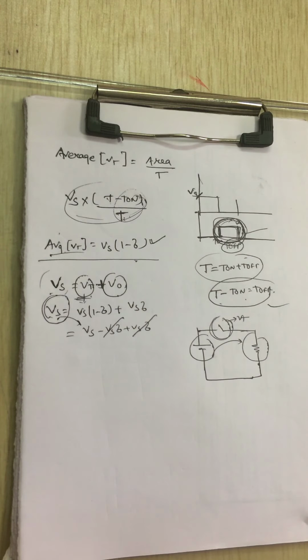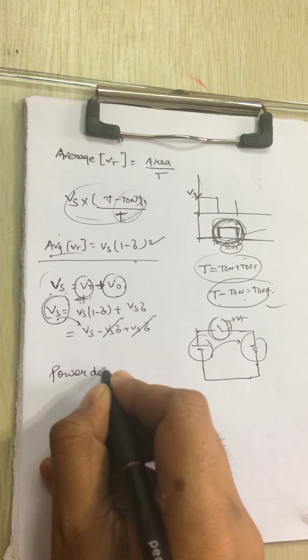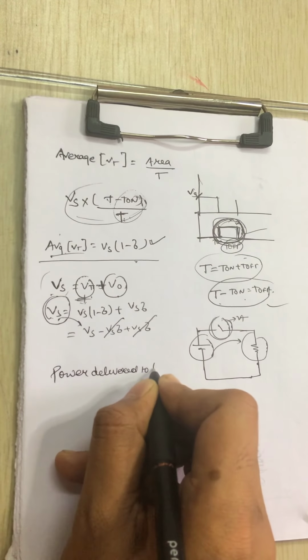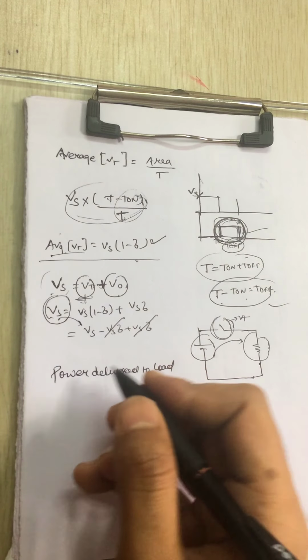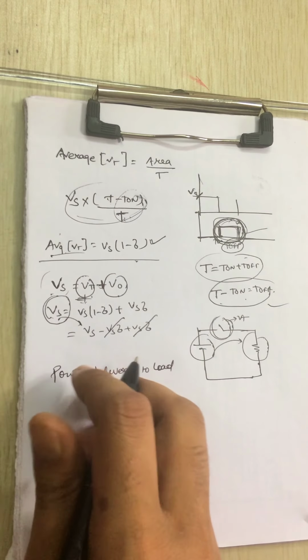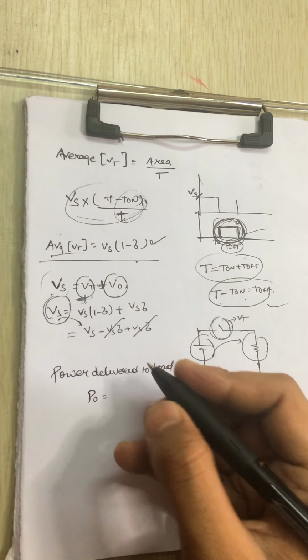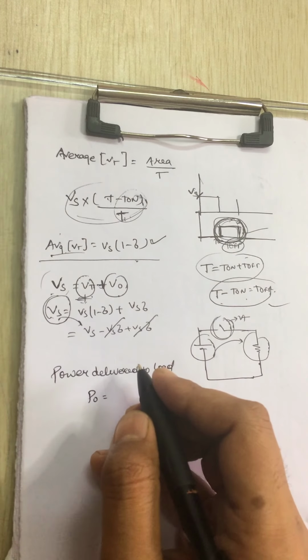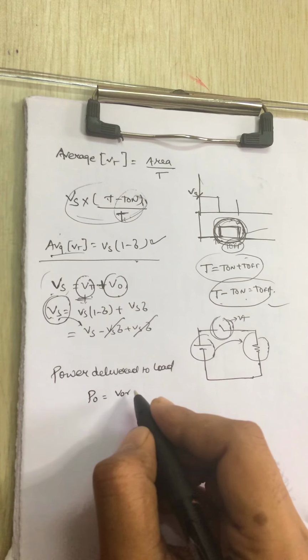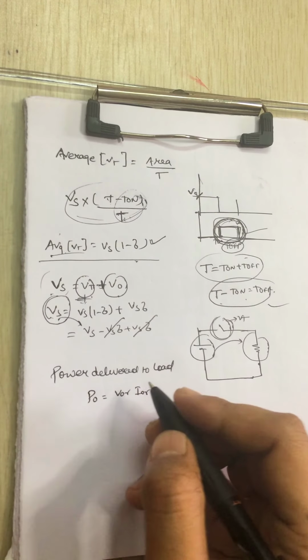Now let's move on to the next performance parameter, that is power delivered to load. Output power is a function of voltage and current. So output power is equal to the output RMS voltage VOR into IOR.